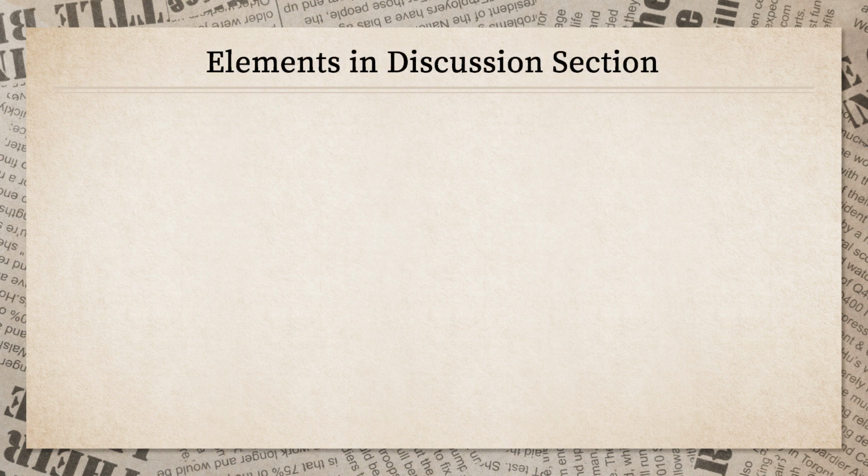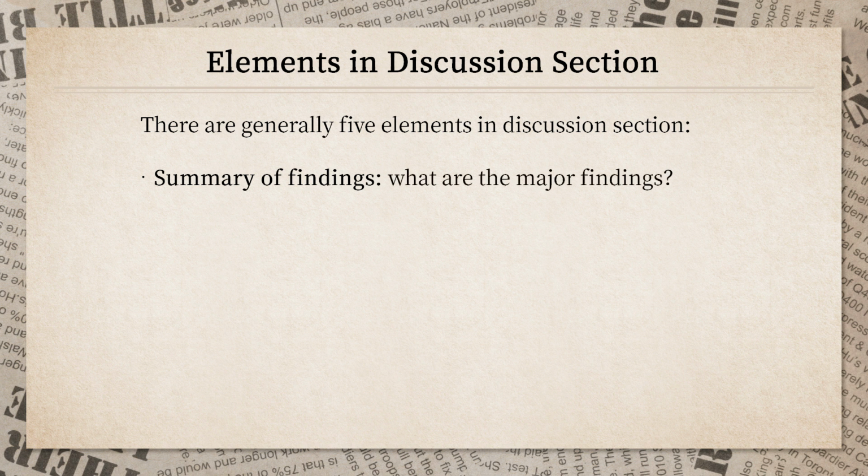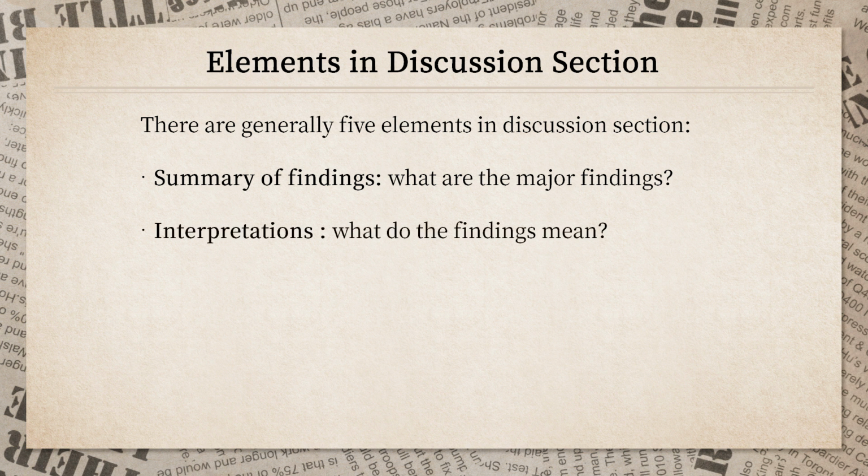So if we summarize what is included in the discussion section, there are 5 components. First of all, there is a summary of the findings, meaning what are the major findings of your study, whatever topic you address. And second, interpretation. What do the findings mean? Does it really prove what you want to see, a particular hypothesized or expected effect or relationship or not? And thirdly, implications. Why do the findings matter?